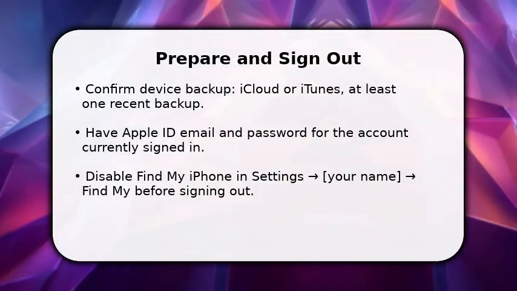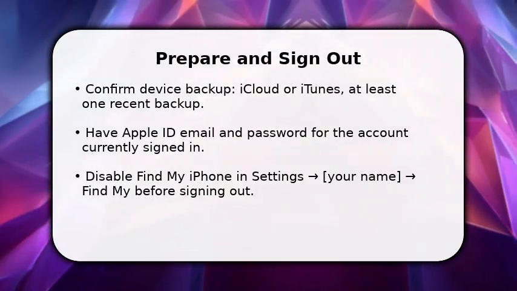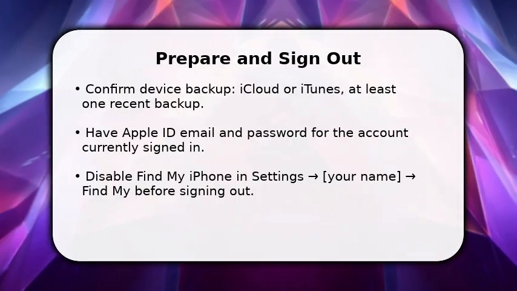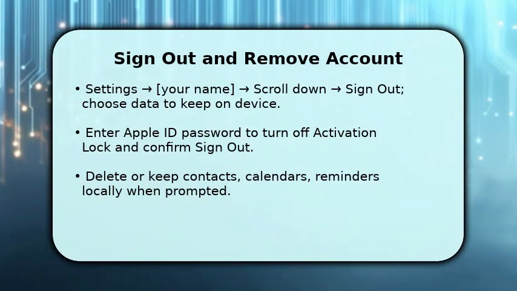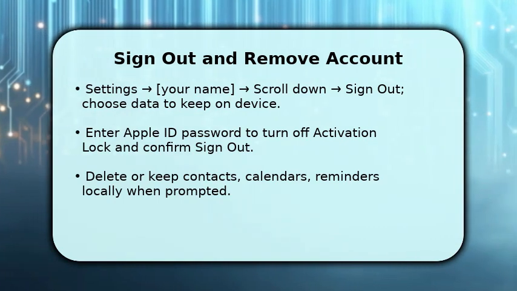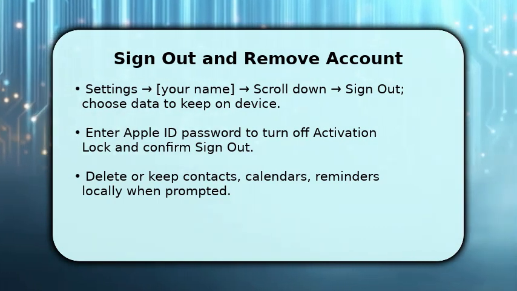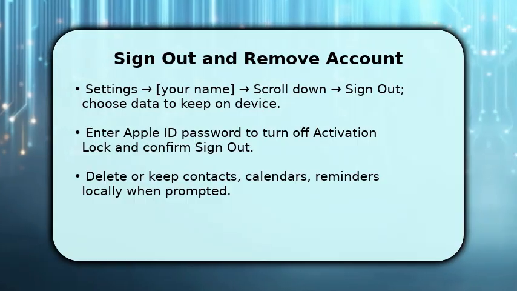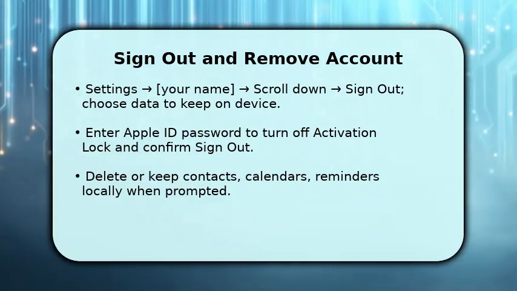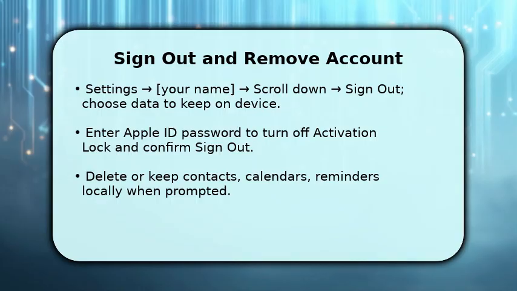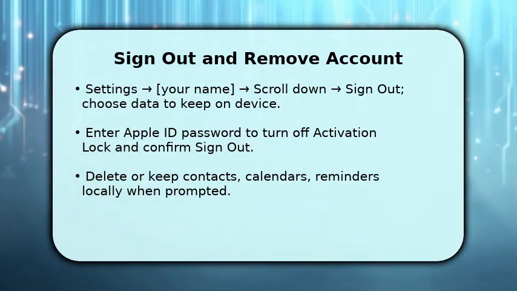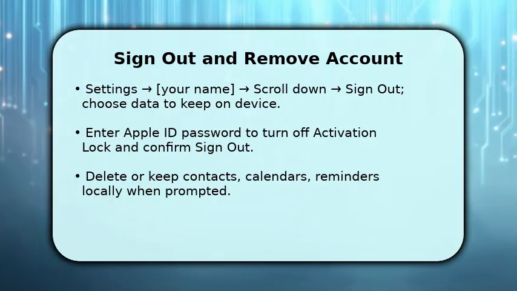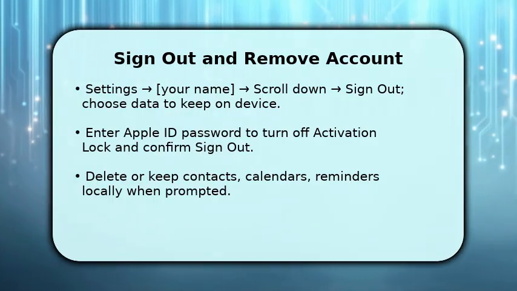Make sure backup's completed. If not, wait until the status shows a recent date before proceeding to sign out. Next, sign out. Open Settings, tap your name, scroll down and choose Sign Out. You'll be asked which data to keep on the device. Toggle contacts, calendars, reminders as needed since they won't merge automatically. Enter the Apple ID password to turn off activation lock and confirm sign out. This fully removes the iCloud account from the phone.